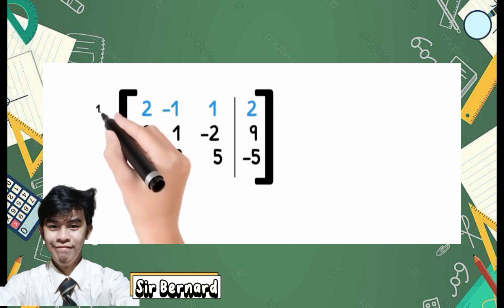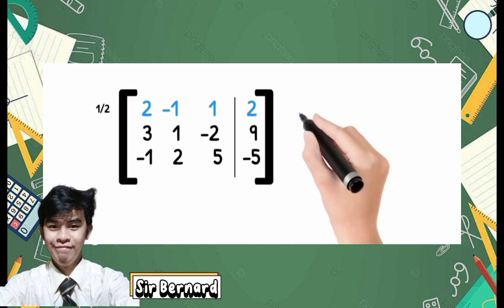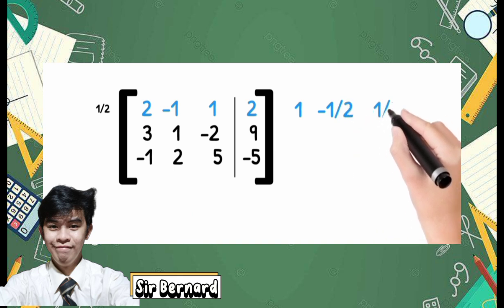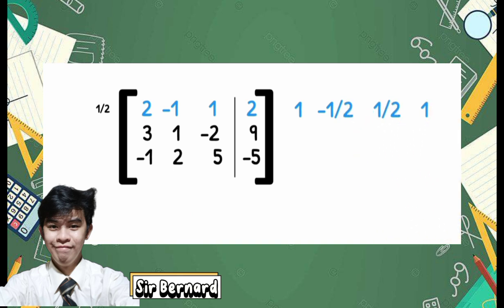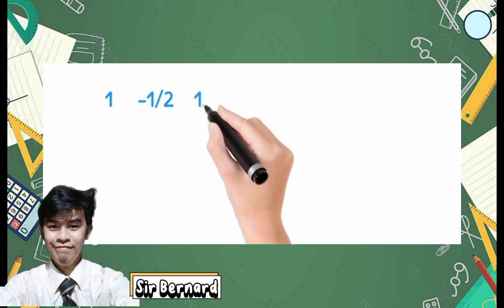First, I'm going to take 1/2 times row 1 to get 1 in the first row. So our new row 1 is 1, negative 1/2, 1/2, and 1, and copy row 2 and row 3.